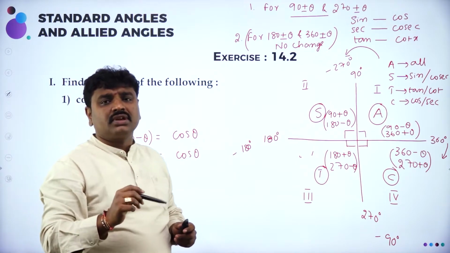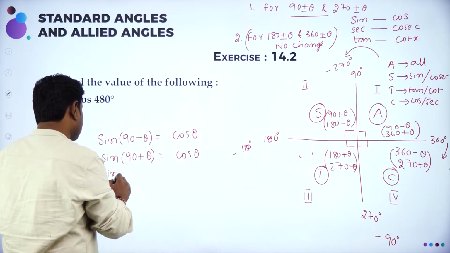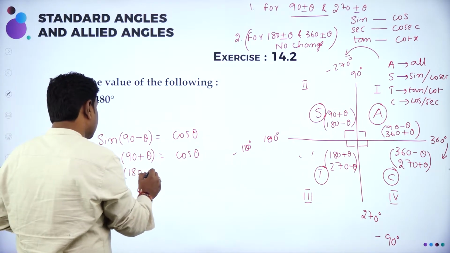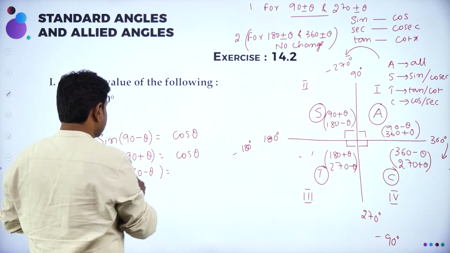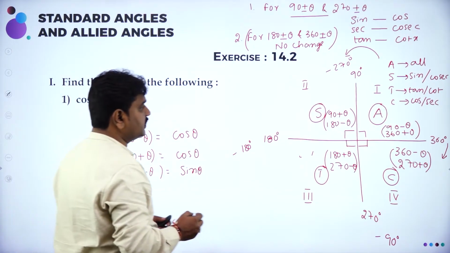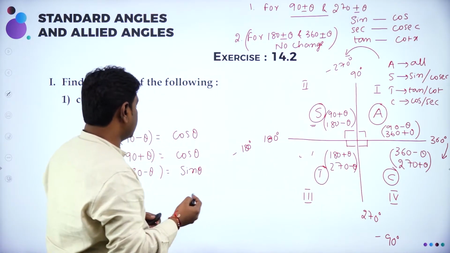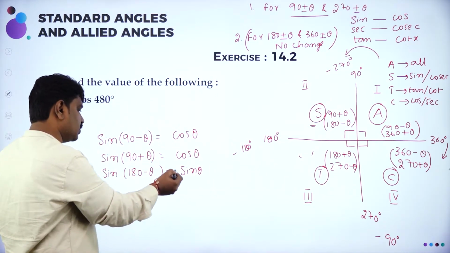For 90, function changes, sine changes to cos. Then sine of 180 minus theta. For 180, function does not change. Sine of 180 minus theta is sine theta. 180 minus theta lies in the second quadrant. In second, all are positive. Sine is positive. So the question is sine, so it is positive.